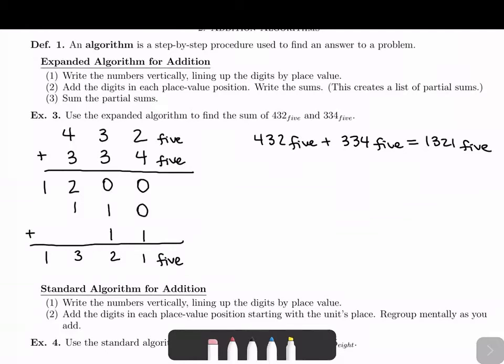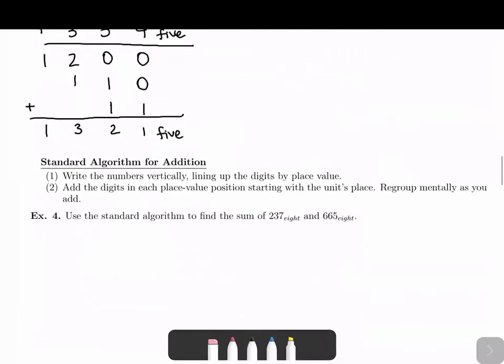So it reinforces that place value, but it also can be worked left to right. So you see that we added 4 and 3 first. A lot of mathematics is worked right to left, which is opposite than we read because we read left to right. So this is nice mostly because it reinforces place value. But this is a lot of steps. So now let's go to the standard algorithm.